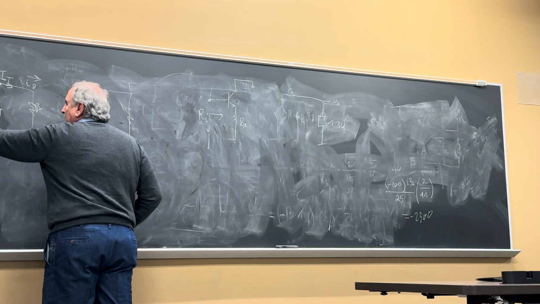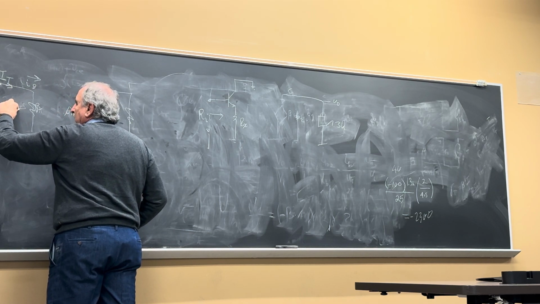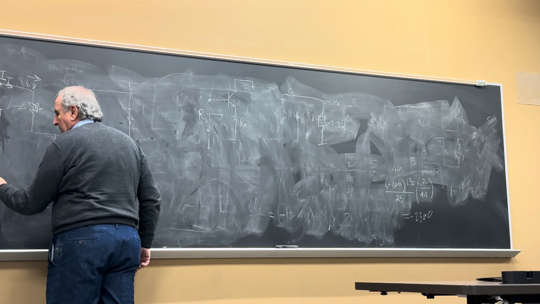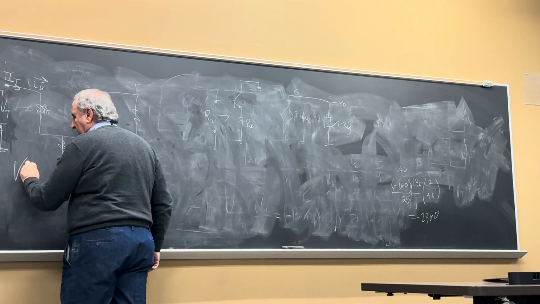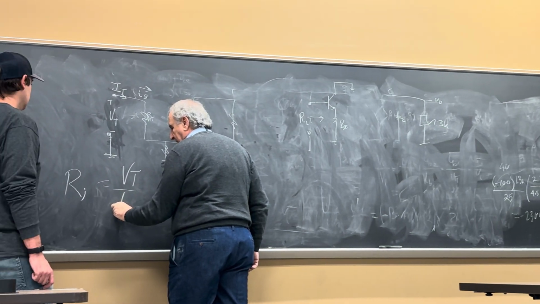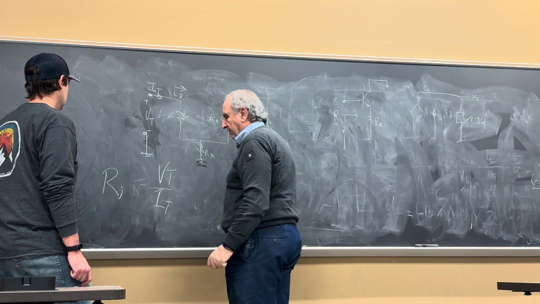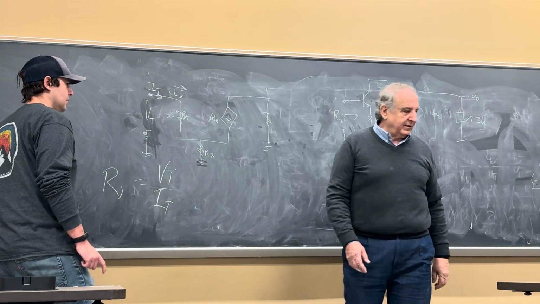You're looking this way. Rn is VT over IT. That is from circuit 1 or Thevenin. Okay, find that.